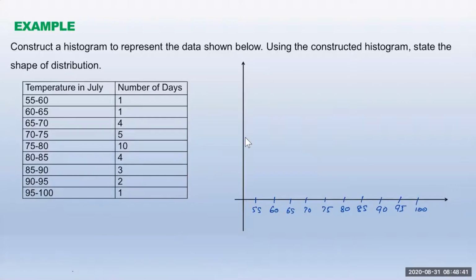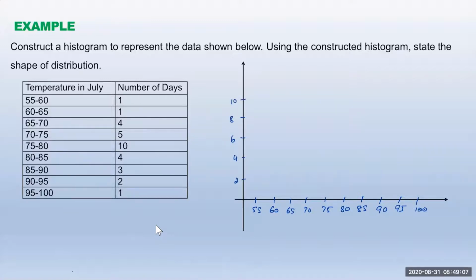Now along the y-axis, we'll have the frequency. The frequencies are 1, 2, 4, 5, 10, 4. The highest is 10. I'm going to count by 2. So let's do this: 2, 4, 6, 8. The highest is 10, so I'm going to stop there.